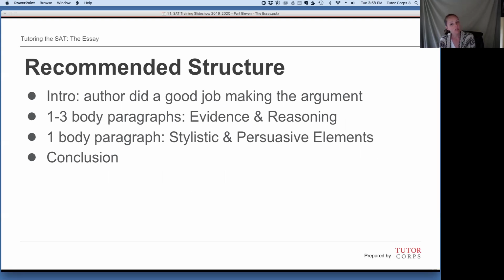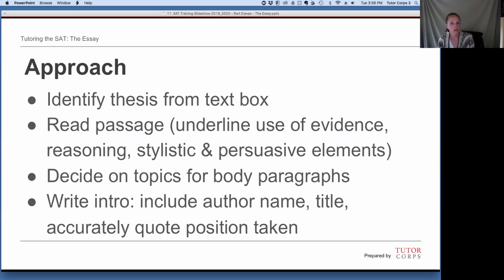Then spend about 1 to 3 body paragraphs discussing evidence and reasoning, and then 1 to 2 paragraphs discussing stylistic and persuasive elements. The student can wrap with a quick conclusion and repeat how the author did a good job developing an argument. Very formulaic.